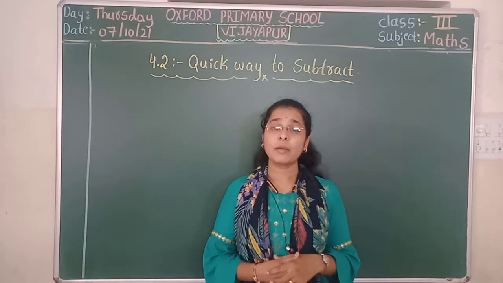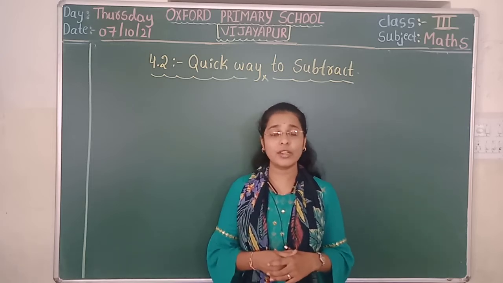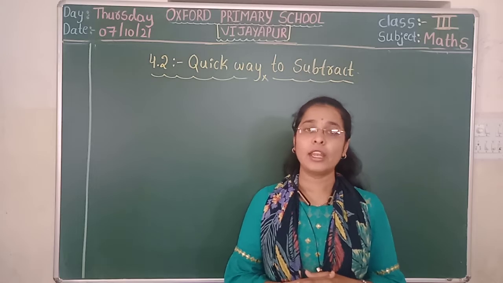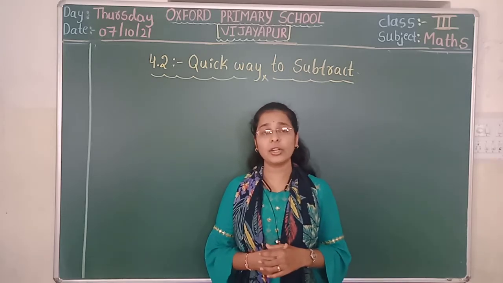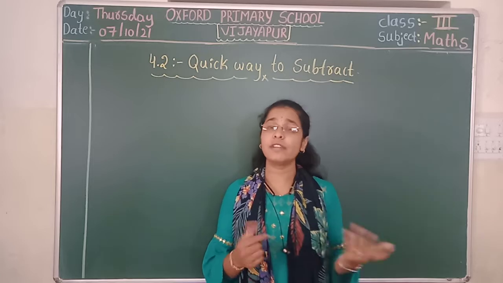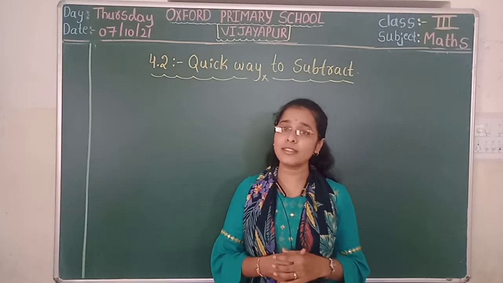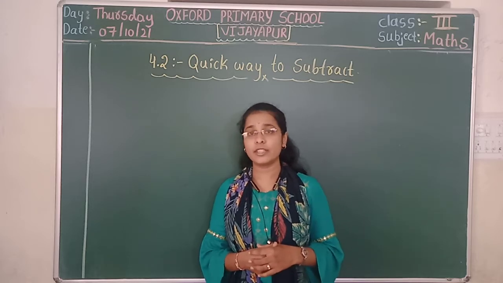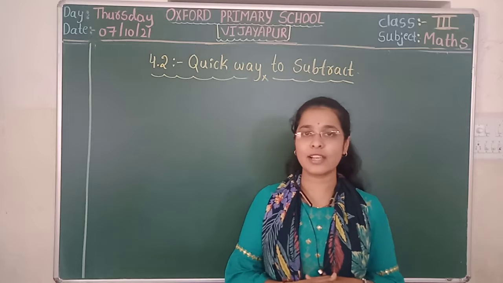Second property, subtracting a number from itself. What difference will we get? Always we will get the difference 0. Next and the last property, by changing the order, the difference changes in subtraction. We will not get the same difference. This is the third property of subtraction. These 3 properties we already learned in our previous classes.